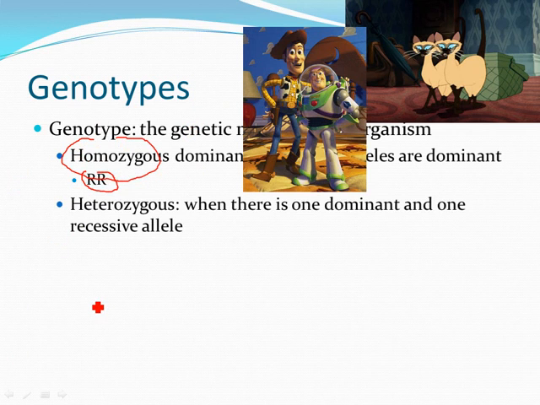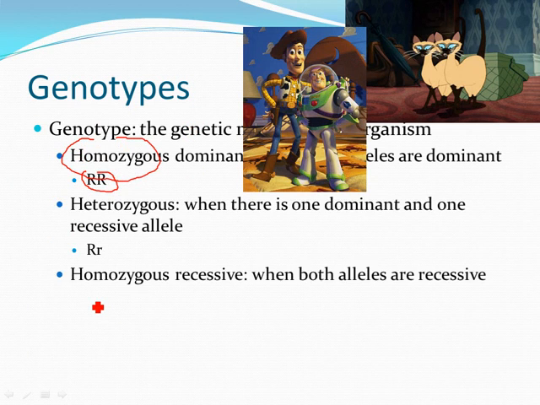Heterozygous, on the other hand, is when we have one dominant allele and the other one is a recessive allele. If we're going by the same example, it's going to be capital R and lowercase r. Very good. This will be a heterozygous genotype. Finally, we have homozygous recessive. This is when both alleles are recessive, so small, lowercase r's.